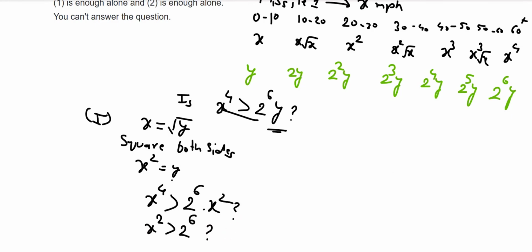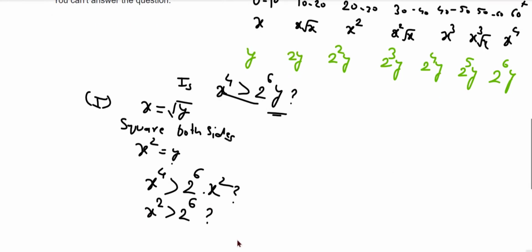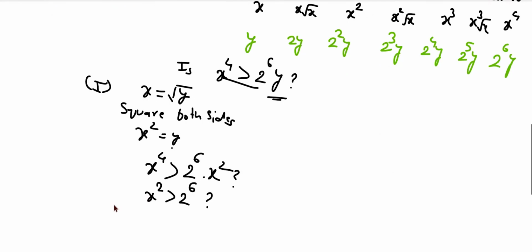No, we need to know what x was. Exactly. You don't get a definite yes or a definite no, since we don't know the values of x and y. We clearly have no idea whether this is correct or not. So this is insufficient.